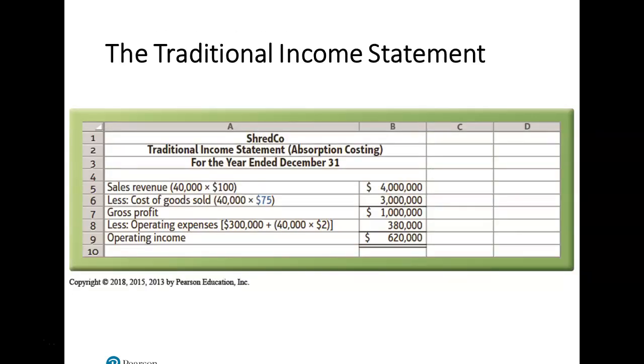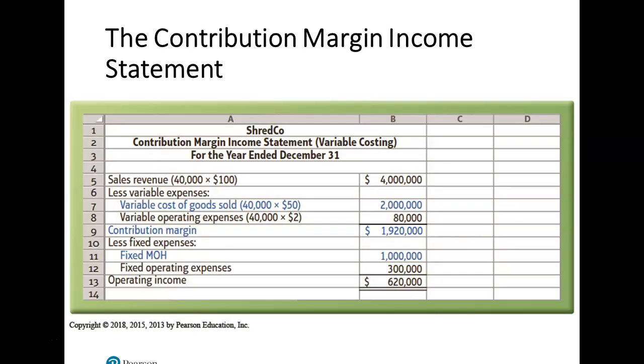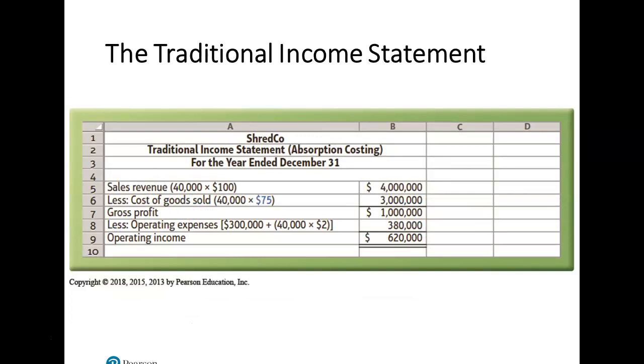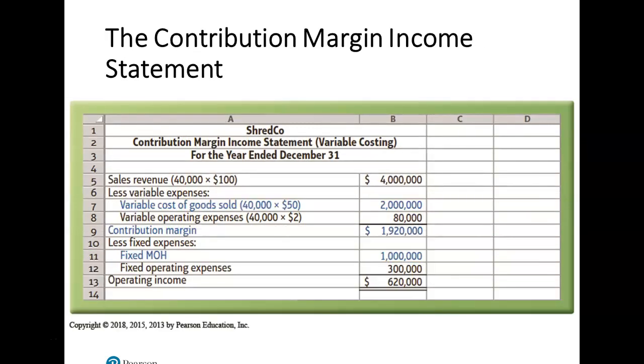And now look at it from the financial accounting perspective, absorption costing: how a traditional financial statement, an income statement for example, would look, and how it differs from a contribution margin, assuming variable costing. Look at the difference before and after.